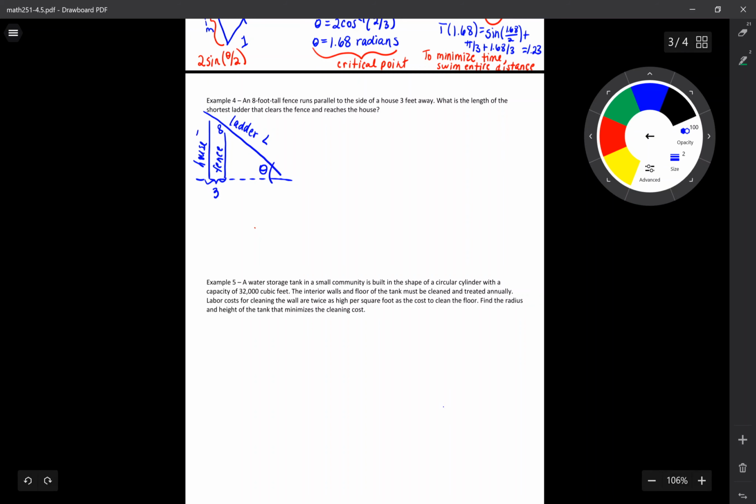I'm going to call the height of the house B, and I'm going to call the distance between the fence and the start of the ladder X. So this is the picture that we are dealing with. And I want to make a note that we actually have 2 different triangles here. So we have our big triangle and we have our small triangle.